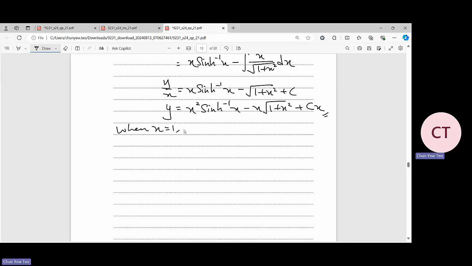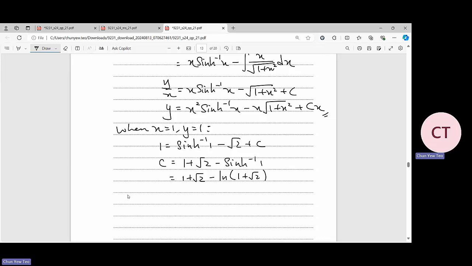When x is 1, your y is 1. Then you just put a 1 here. 1 equals arcsine of 1 minus square root of 2 plus c. So your c is 1 plus square root of 2 minus arcsine of 1. For arcsine of 1, the question didn't specifically mention anything about the form. I think we will usually make it become the logarithm form. So for the logarithm form, just use the formula booklet MF19. You can get the answer like this.